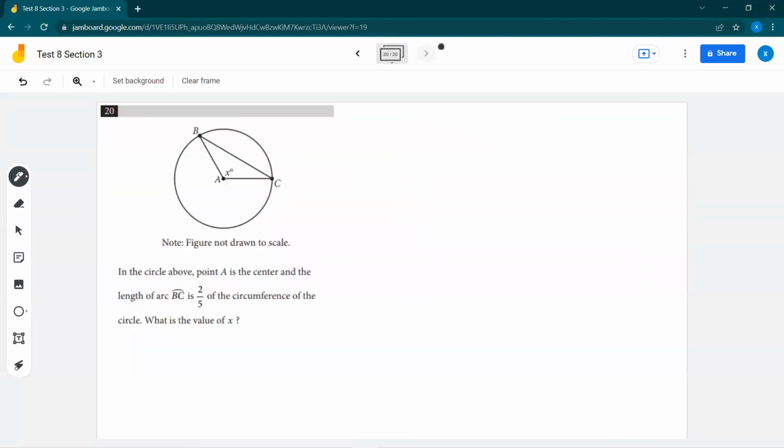Okay, the figure is not drawn to scale. What is the value of x? So we know that the length of arc BC is 2/5 of the circumference of the circle. Angles are proportional to whatever area they cut out. They're equal because the circle is 360, the angle is also 360, so they're representing the same thing. So now we just have to find 2/5 of 360. Doing that should be simple enough.